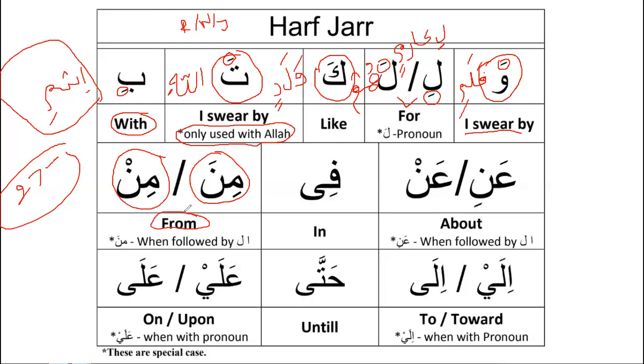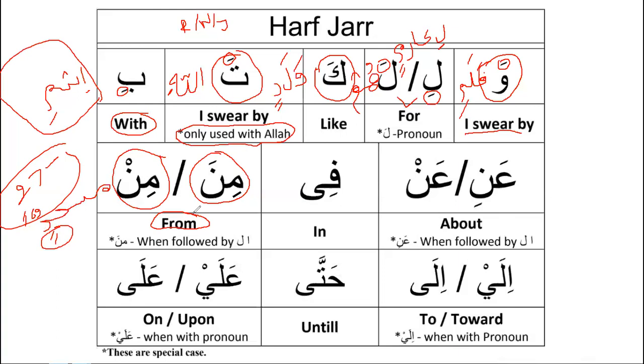Min means from. If I want to say I'm coming from the masjid, how am I going to say it? Min masjid, then what? Masjidin. Min masjidin. Why masjidin? Because this is the job of min, right? Min will make the next word jar. So min masjidin means from the masjid. If someone says min masjidun, is it correct? No, it's wrong, because min will make the next word jar, not rafa, not nasab.